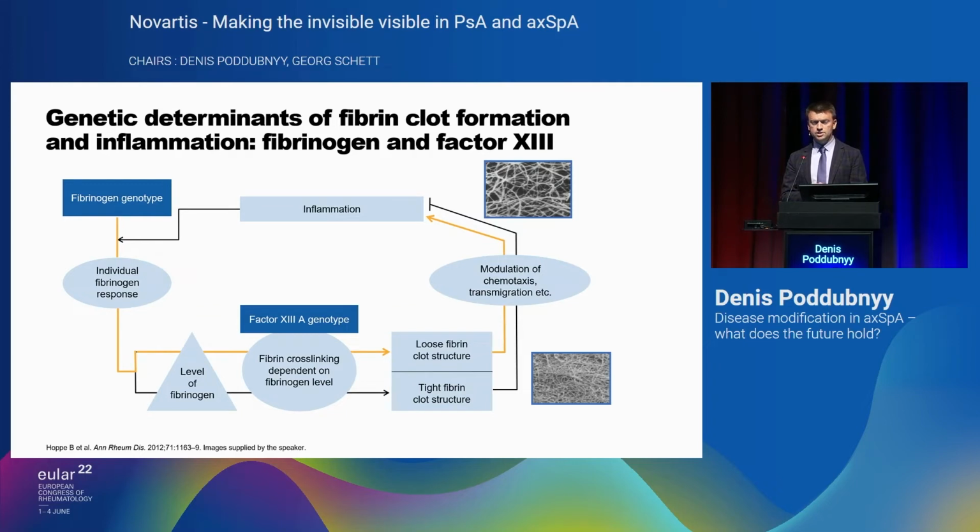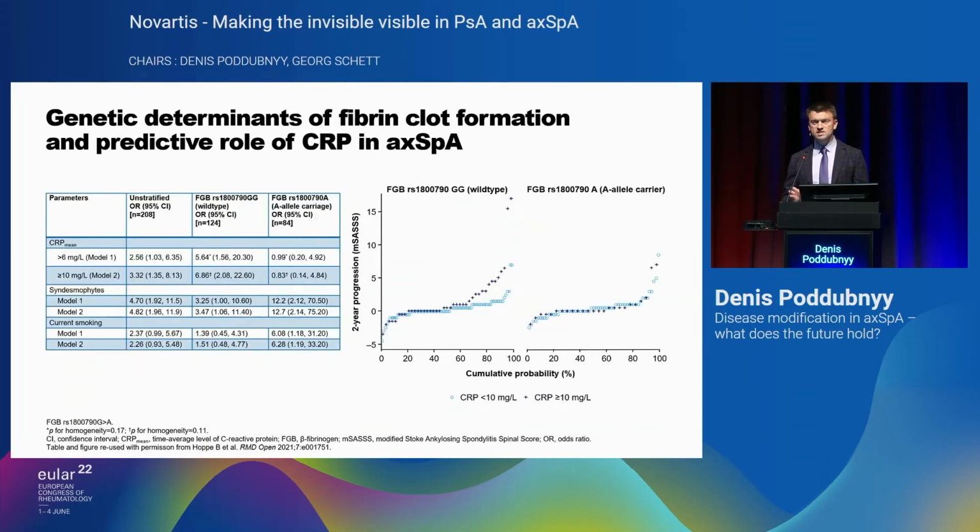We have a genetic determination of the density of the fibrin cloud. If the person has a very dense fibrin network, then the inflammatory response is rather low, and with a loose fibrin network, we have high intensity of inflammatory response, and we investigated this also in the context of structural damage progression in patients with axial spondyloarthritis.